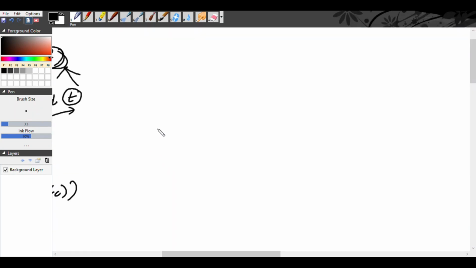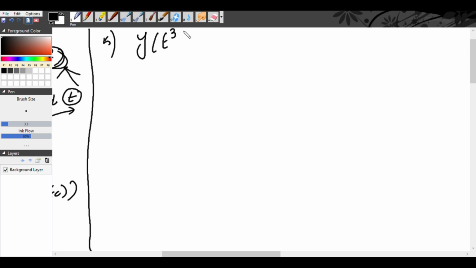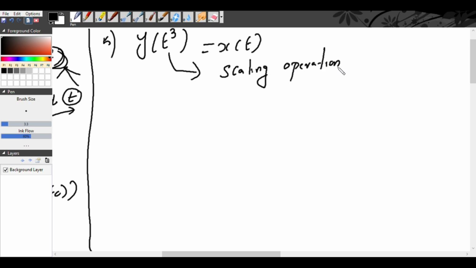Let us try to solve one more problem here. I think the fifth problem, y of t cube is equal to x of t. Again, this is nothing but a scaling operation, because time we are taking cube. So this is a scaling operation. Even without doing the particular problem, I can conclude from my two important tips that it is a time variant technique.